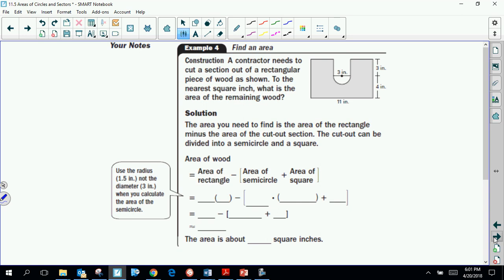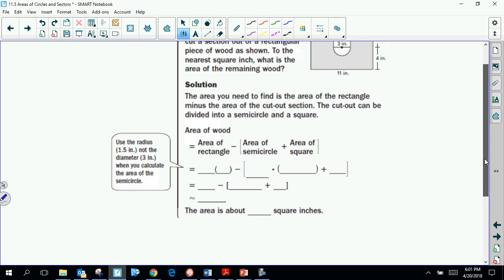Now here, this is an application kind of question, and I really like questions like these. I'm a big fan of how they set it up, because this is what I do all the time when I have to find the area of a composite shape. And that's exactly what we have here. We have a rectangle where a square and a semicircle have been removed, and it's asking us, to the nearest square inch, what is the shaded area? What's the wood that's left over?